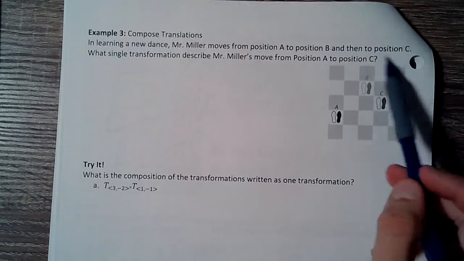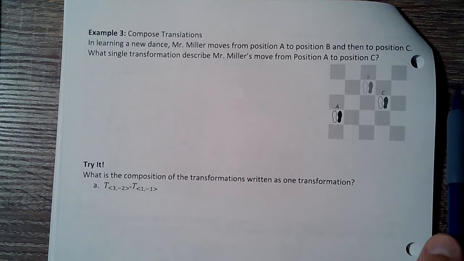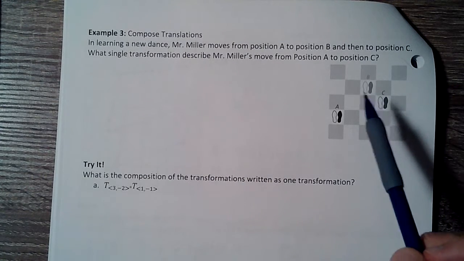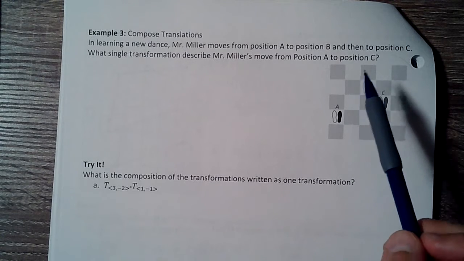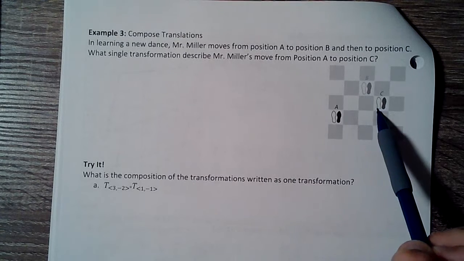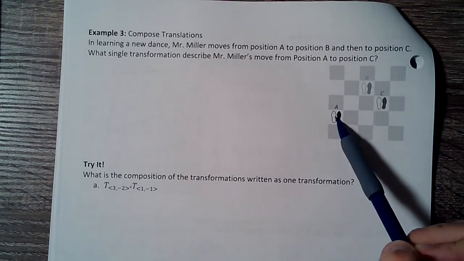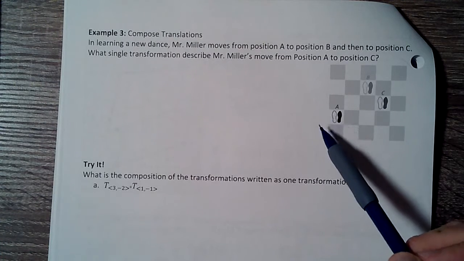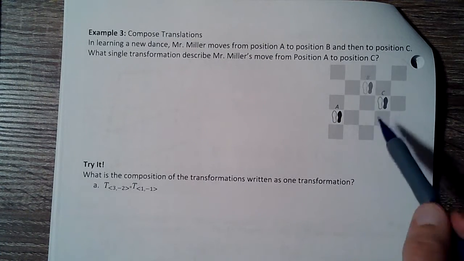We have a problem here about Mr. Miller and his dance moves. It says in learning a new dance, Mr. Miller moves from position A to B. Then he goes from B to C. So think about it. When you're dancing, you go from here to here. You're not going to go back to point A. You're going to keep going. What single transformation describes Mr. Miller's move from A to C?